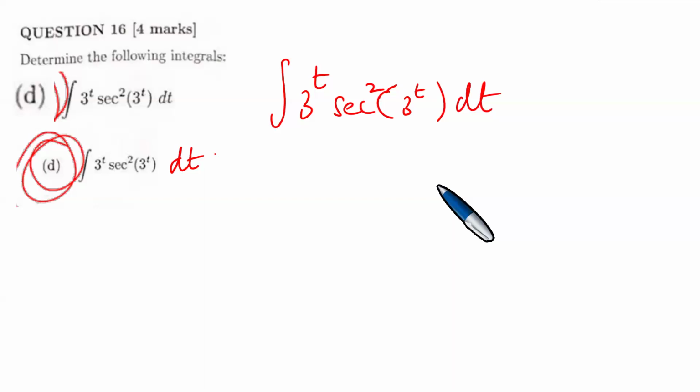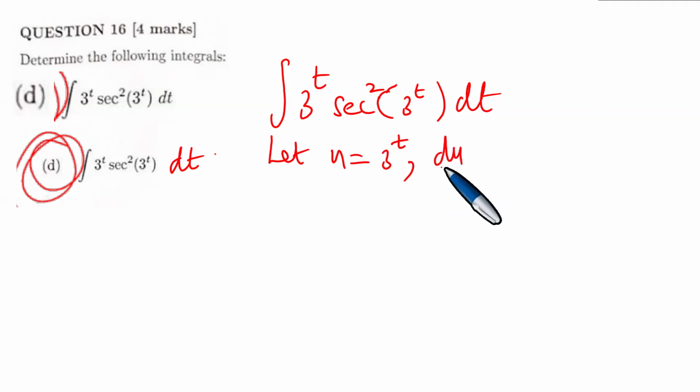I got the answer to be tan of 3 to the power t. Well, that is very close. But at this point, the couple of things we need to take into account is the fact that we must remove this one, so we let u be 3 to the power t. Then we proceed to find du dt. What is the derivative of this one? It's the same as 3 to the power t ln 3.